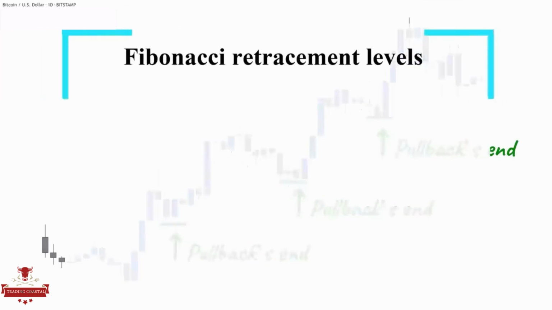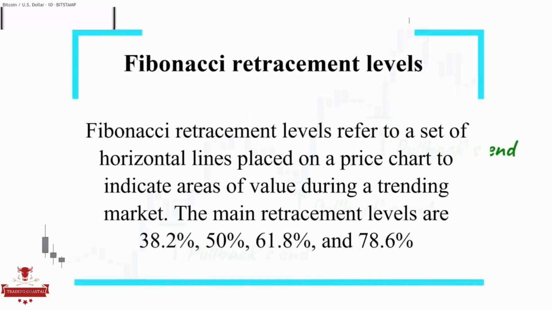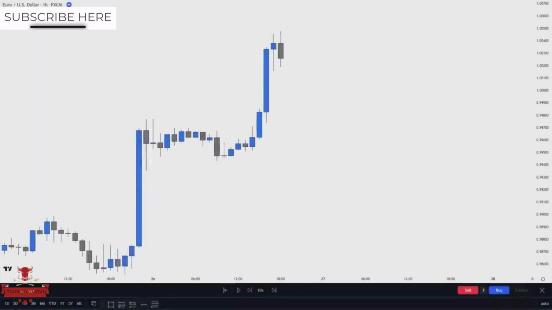This is where Fibonacci retracement levels come into play. Fibonacci retracement levels refer to a set of horizontal lines placed on a price chart to indicate areas of value during a trending market. The main retracement levels are 38.2%, 50%, 61.8%, and 78.6%, which can provide possible trade entries. Now let me show you how to use retracement levels on your chart.